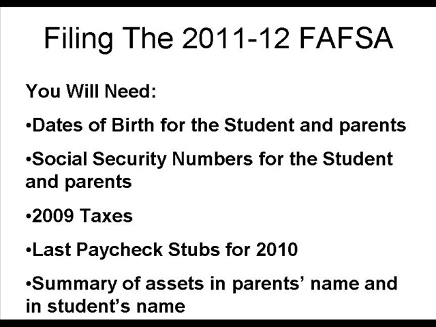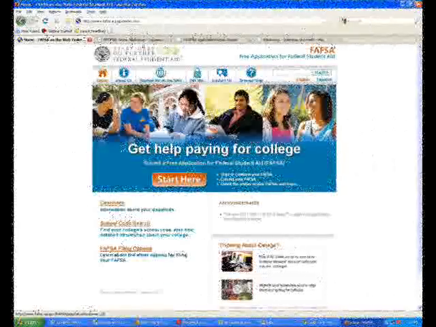You need to file it as soon as possible after January 1st, and you want to file it on an estimated basis. Then when your taxes are done, you can correct and update the information. Before we get started, you will need dates of birth for the students and parents, Social Security numbers for the student and parents, a copy of your 2009 tax return, your last paycheck stubs for 2010, and a summary of the assets in the parents' and students' names.